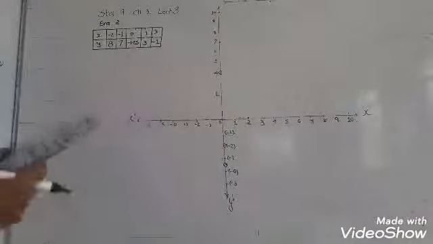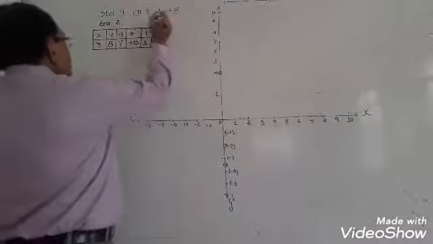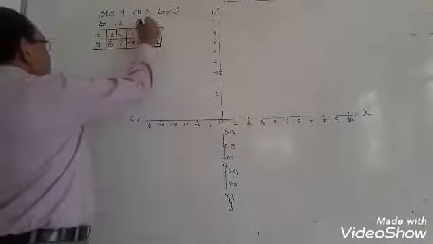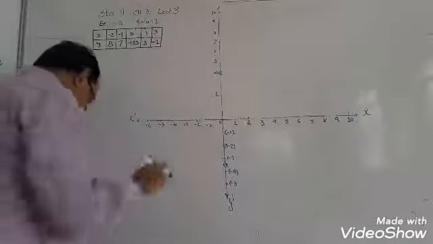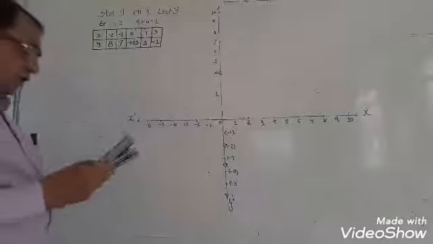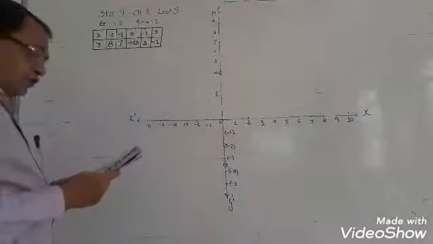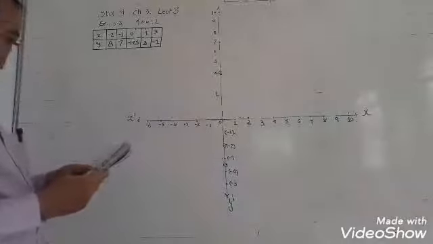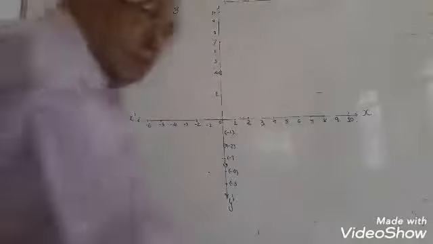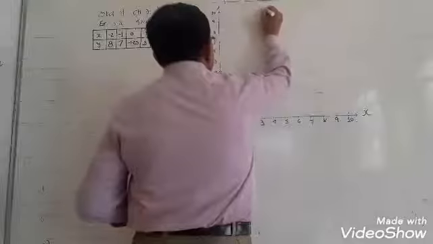Exercise number 3.3. Example number 2. Okay, so plot the points x, y given in the following table on the plane. Choose a suitable unit of distance on the x-axis. First of all, we have to check the scale on both the axes.